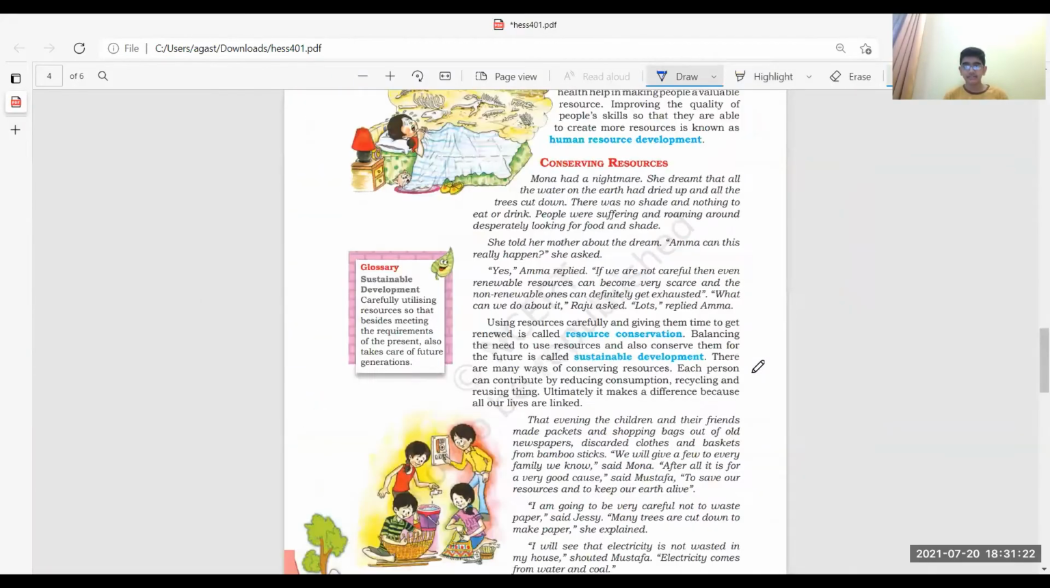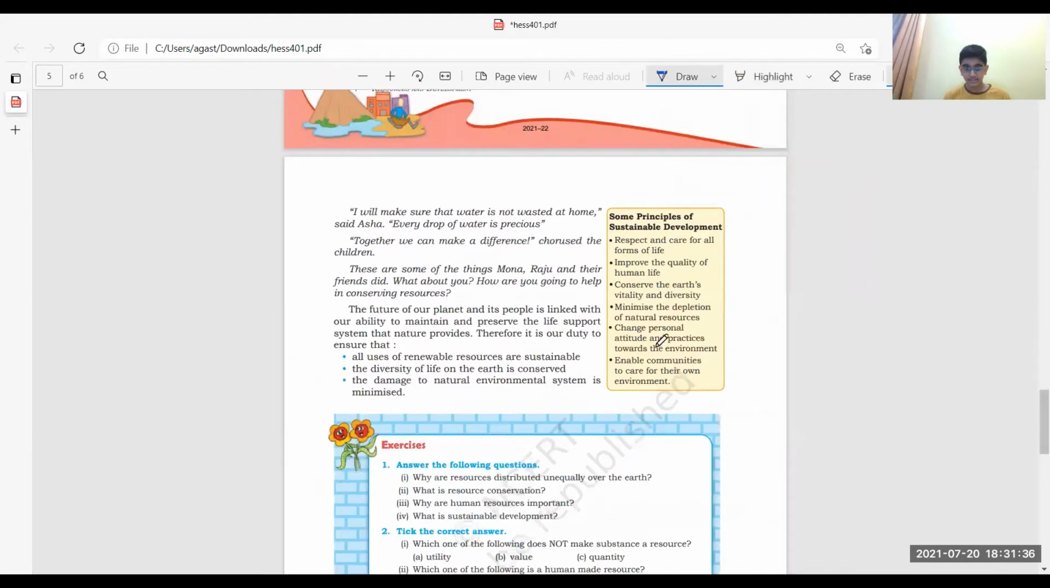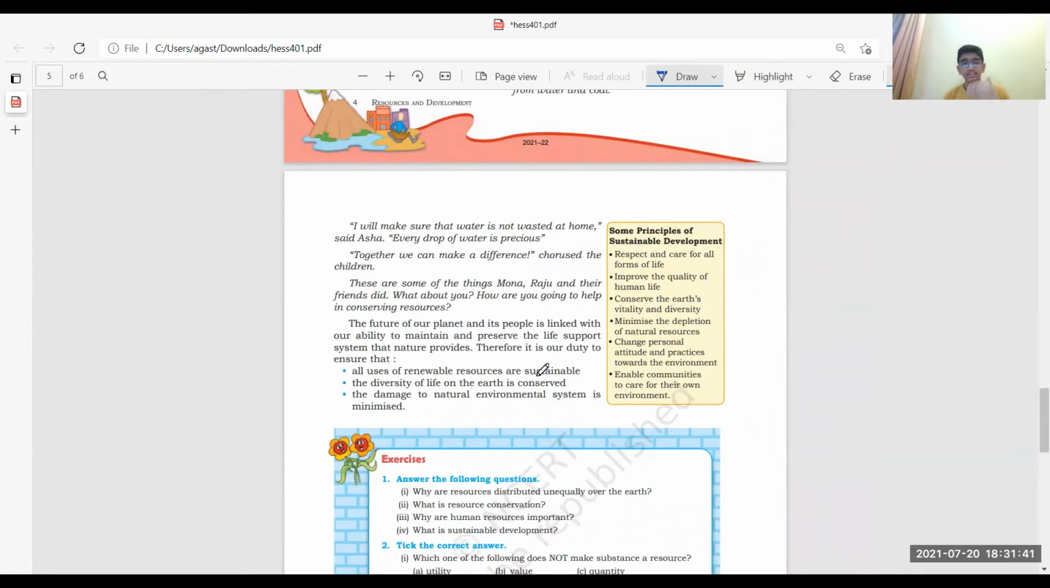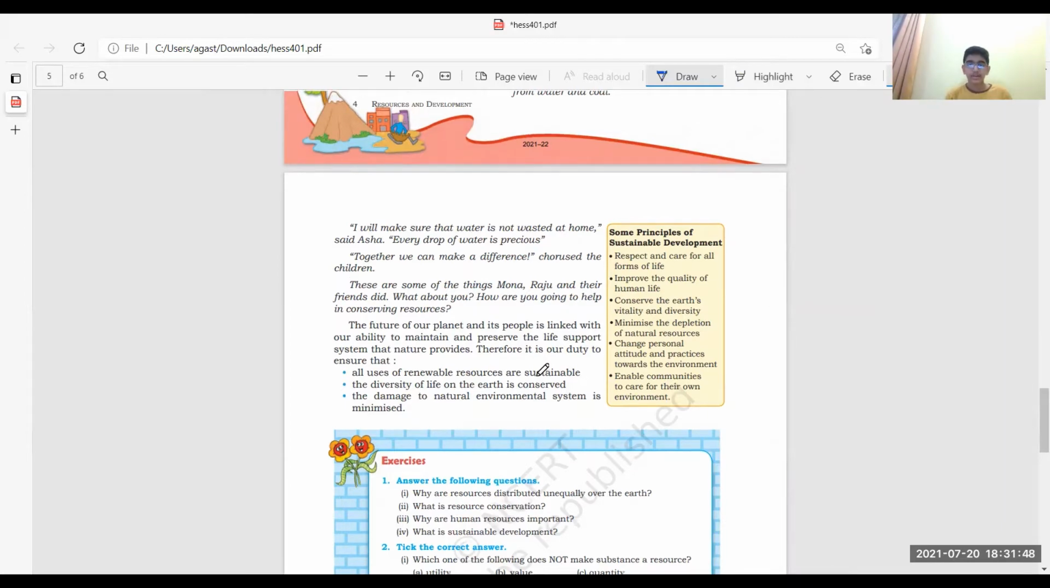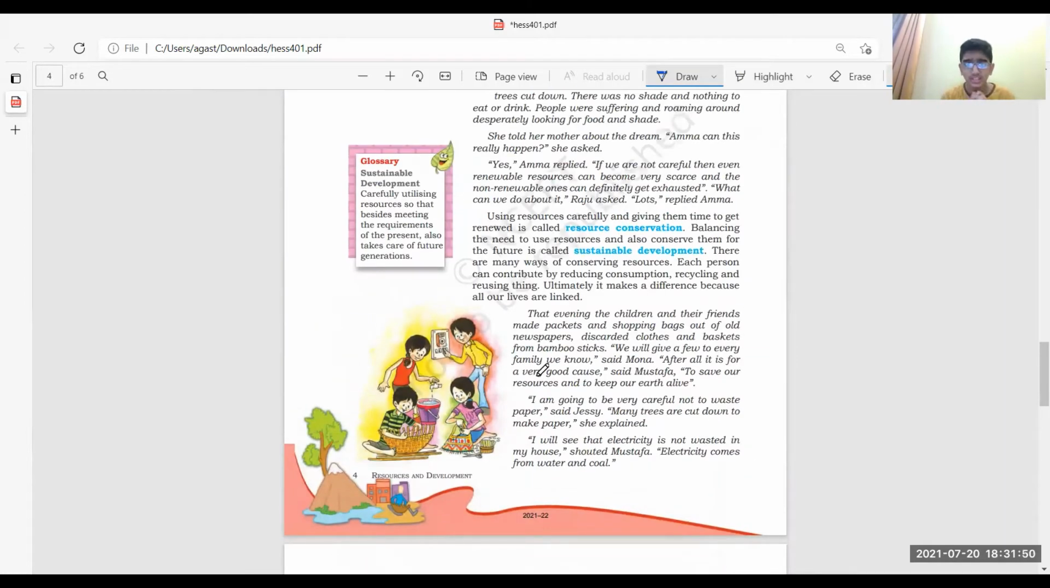Next, guys, let's make it faster. So, conserving resources: very simple terminologies you have over here. We are going to conclude our chapter with two terminologies, resource conservation and sustainable development, and a few principles of sustainable development, and a few duties to ensure that our environment is maintained and preserved. Resource conservation means using resources carefully and giving them time to get renewed.